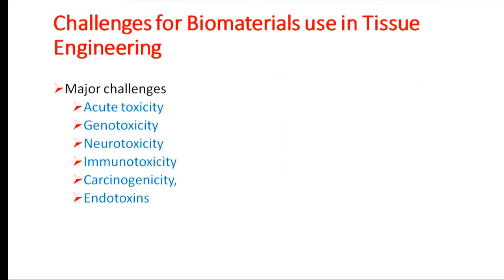What are the challenges for biomaterials used in tissue engineering then? The main challenges are acute toxicity, genotoxicity, neurotoxicity, immunogenicity, immunotoxicity, carcinogenicity, endotoxin. All of these tests have to be passed successfully by a biomaterial before it can be used in the human body. So it needs a lot of extensive toxicological studies before it is placed in a human for the first time.